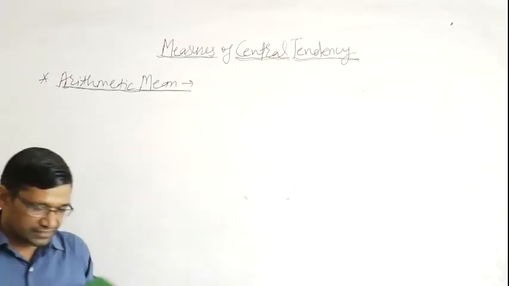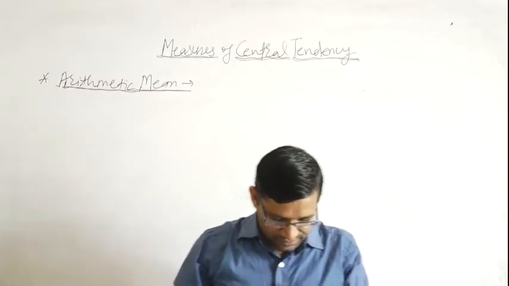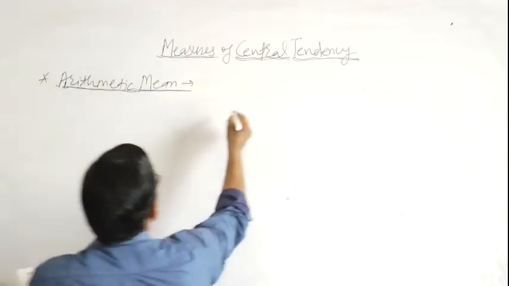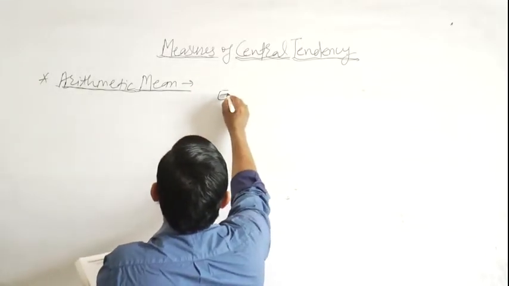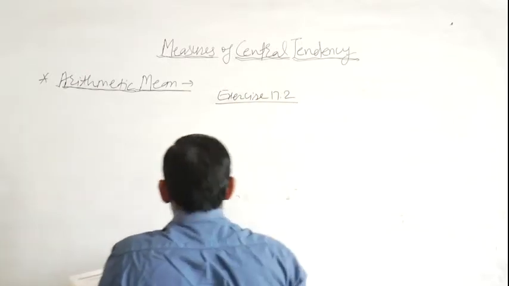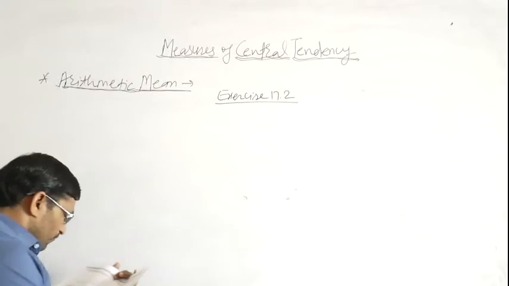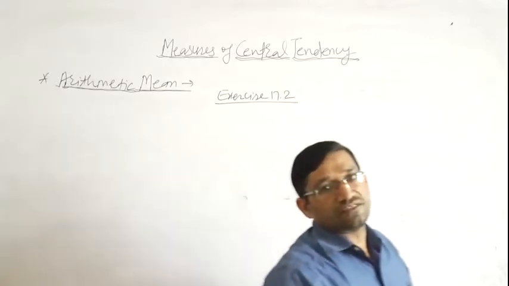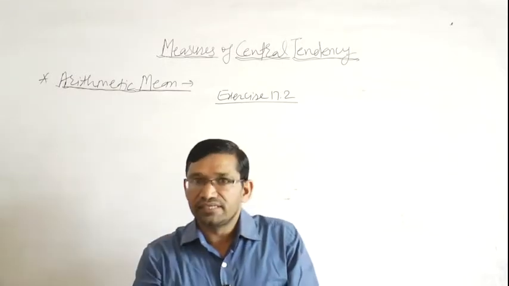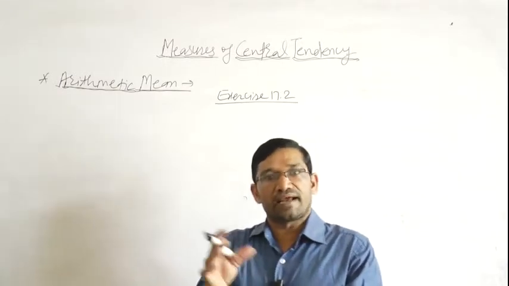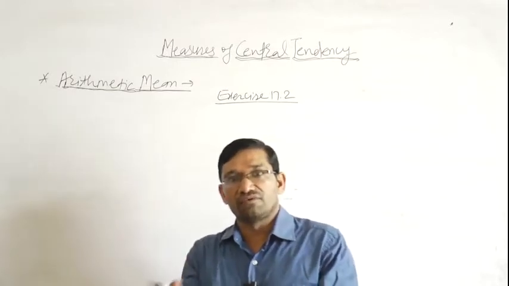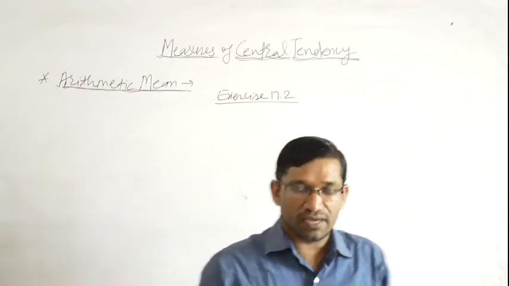Now we start exercise 17.2. Exercise 17.2 is based on this formula. Find the mean of the following frequency distribution. In this exercise, observations and frequencies both are given. So we use arithmetic mean is equal to sigma fi xi upon sigma fi.